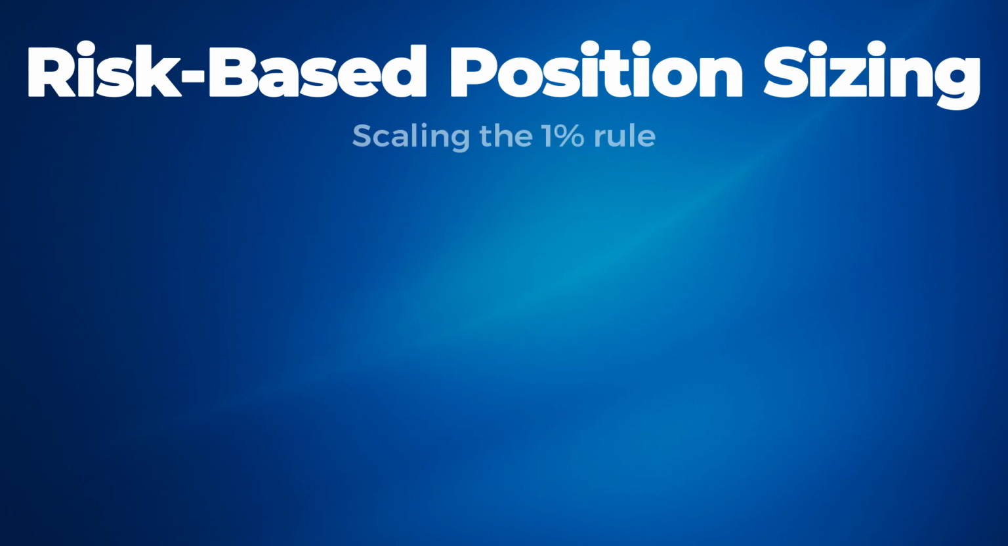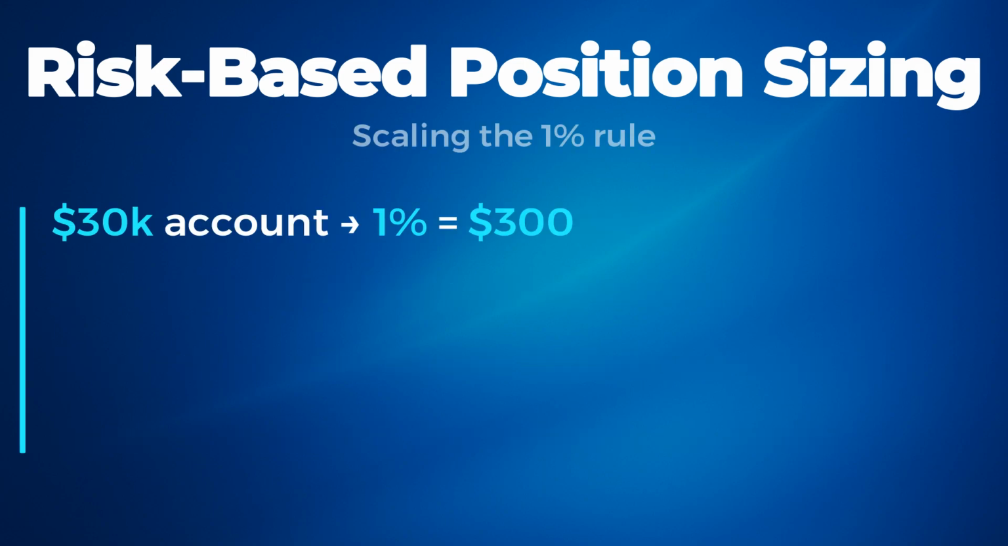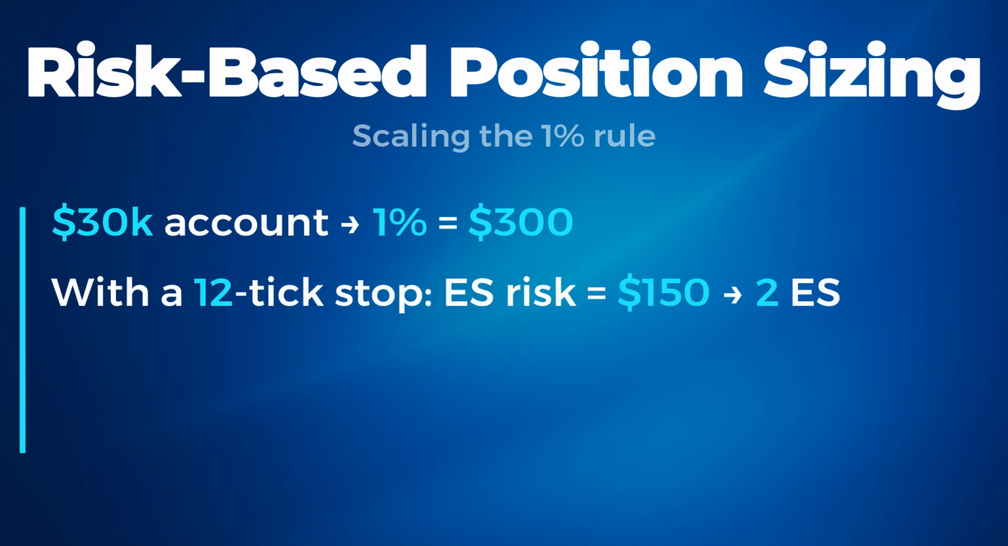Now, apply the same logic to a larger account. Take a $30,000 account and a risk of 1%, which is $300. Use the same 12 tick stop. On ES, 12 ticks is $150 of risk. $300 divided by 150 is 2 ES contracts. That fits the rule. If the trader needs smaller position steps, they can use the MES instead of ES.